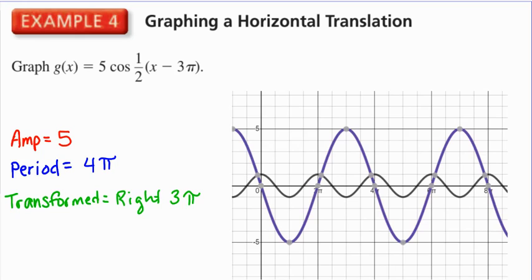Okay, and then here, in the black, this is going to be our standard cosine function. And this makes it a little bit more obvious that there is only 1/2 of a complete wave within 0 to 2 pi from the parent function.